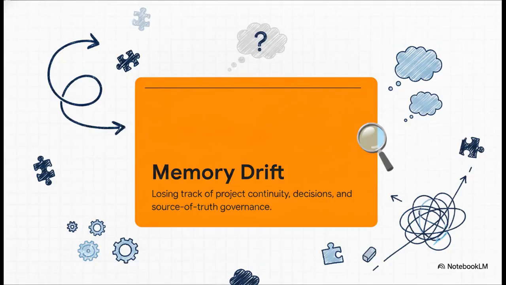There is actually a name for this villain, and it's called memory drift. Memory drift happens when you, or the AI, or even the project itself slowly loses track of earlier decisions, constraints, and implementation details. And the result? You're looking at duplicated work, scattered prompts, and incredibly poor handoffs between your work sessions. It is a massive drain on productivity.